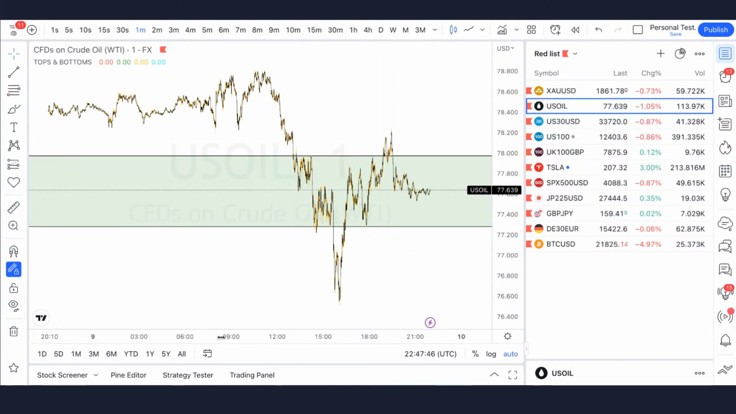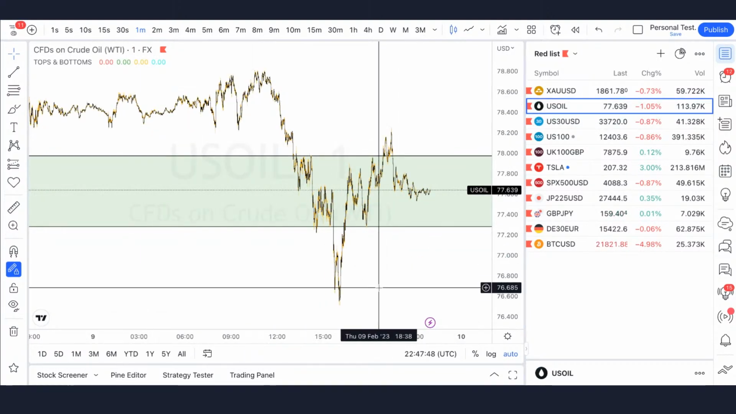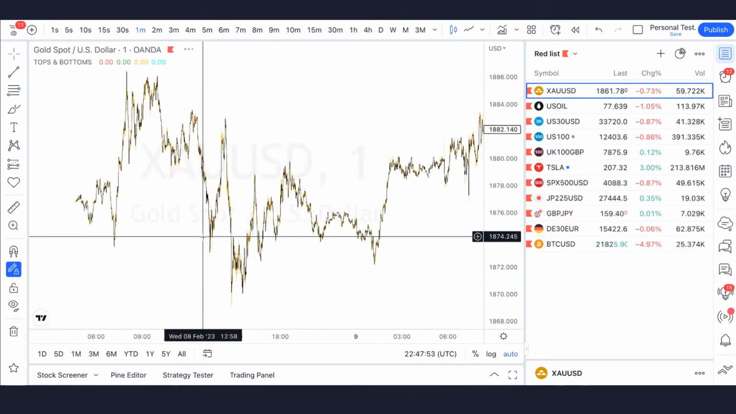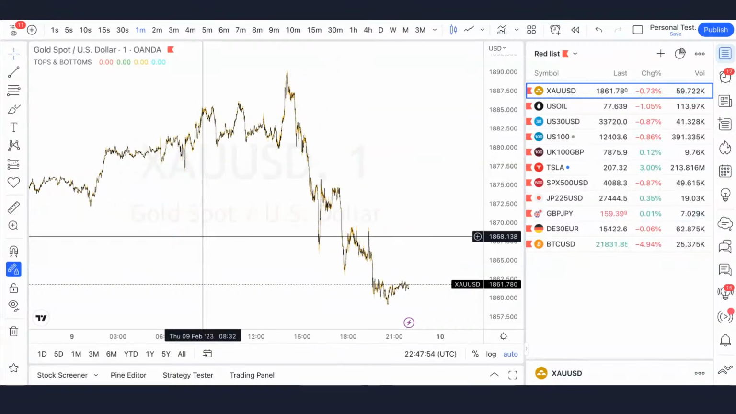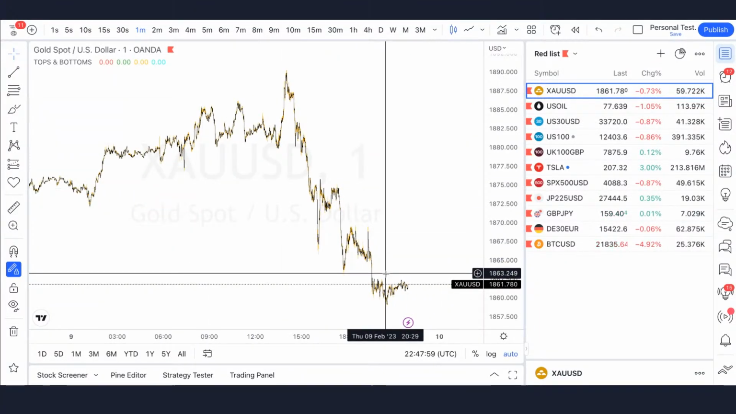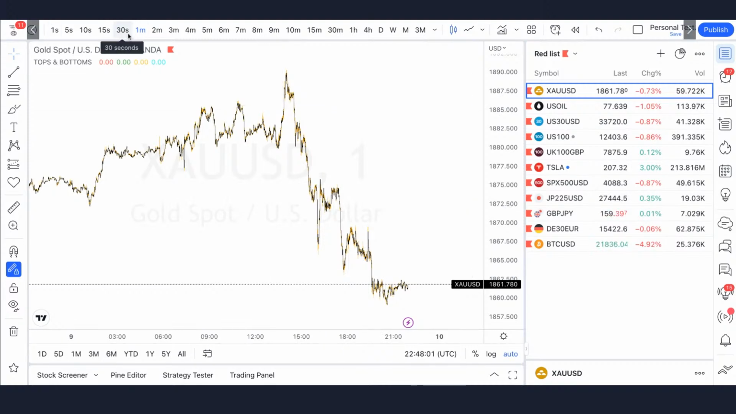Oil, what did oil do for us today? Nothing kind of played through on oil. And on gold, did anything play through on gold? Nothing triggered for gold today, even though it was a large market move, we didn't manage to get into that. Certainly not on the 1 minute anyway on our normal strategy.